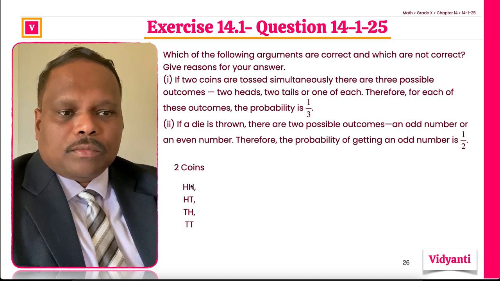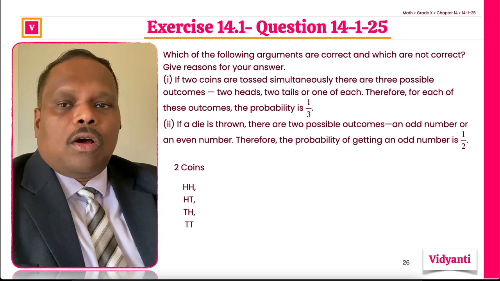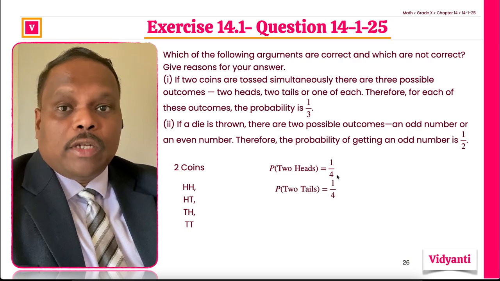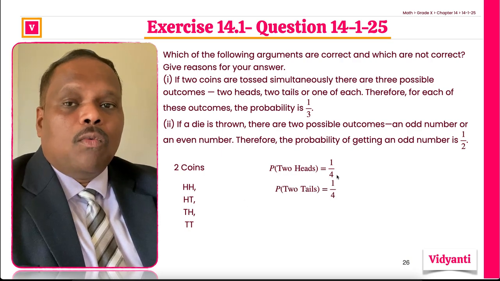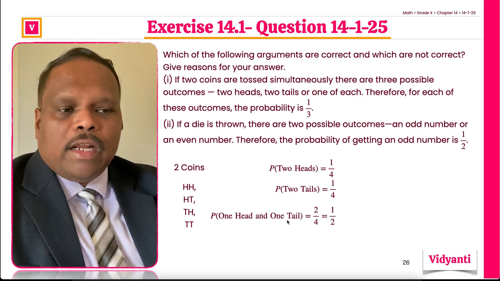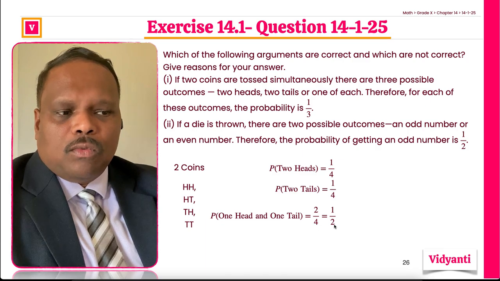So this is 1/4, 1/4, and the middle one is half, because there are two ways you can get one head: head first, tail later, or tails first and then head later. So the probability of two heads is 1/4. The probability of two tails is 1/4 because these are happening once out of 4 possible ways. But for one head and one tail, there are two ways, so 2 out of 4, which is 1/2.